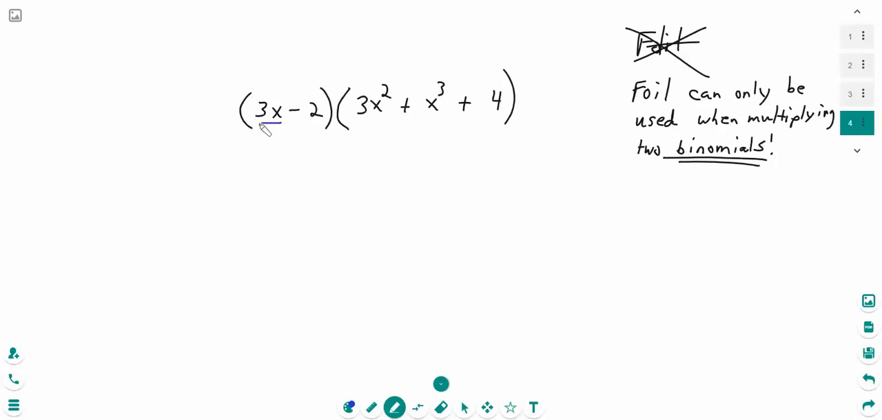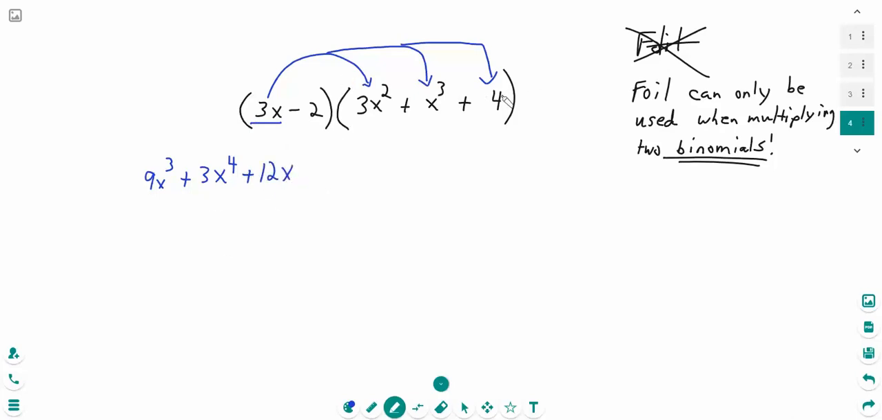So we take our first term, and we're going to multiply that by the first term over here. And we're going to get 3x times 3x squared, which is going to give us 9x to the third. Then we need to take that first term again and multiply it by the second term over here. So now we have positive 3x to the fourth. And then finally, we take that same first term and we multiply it by our third term. If we had a fourth term, we'd have to multiply it by the fourth term, and so on. So taking the 3x times the 4, we're going to get a positive 12x. Okay?